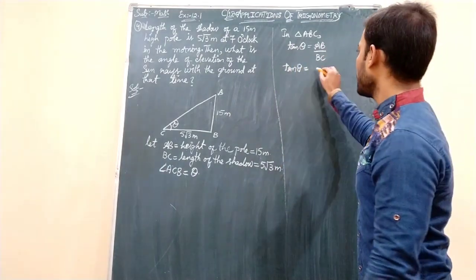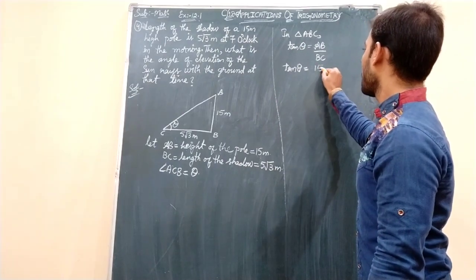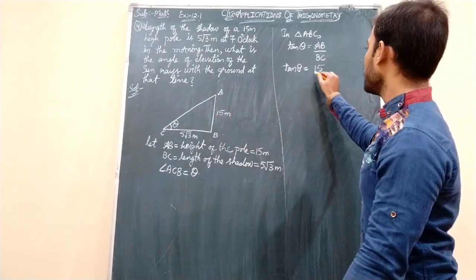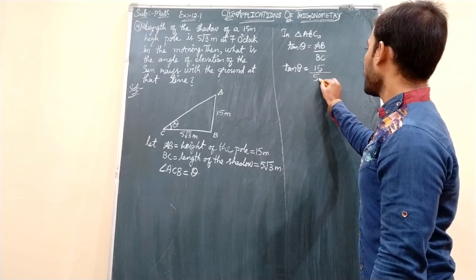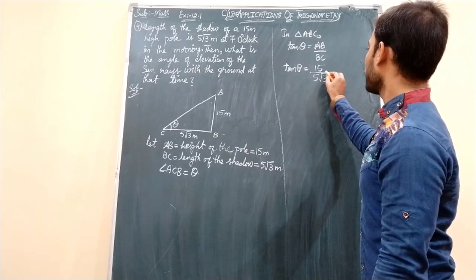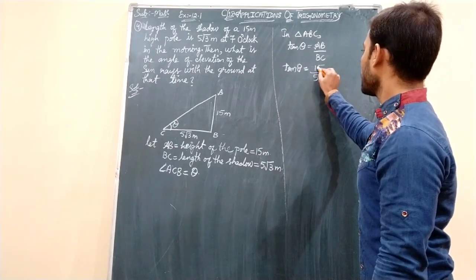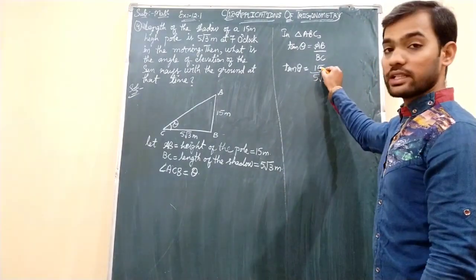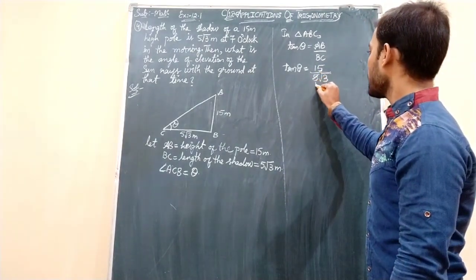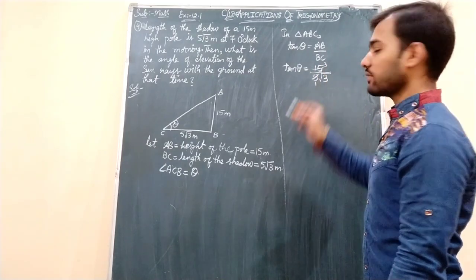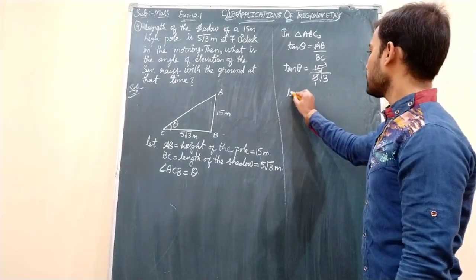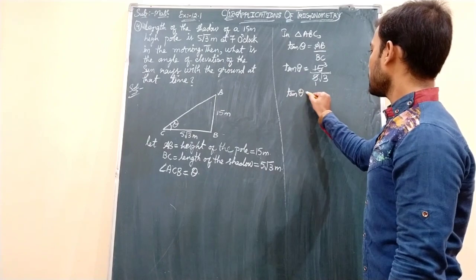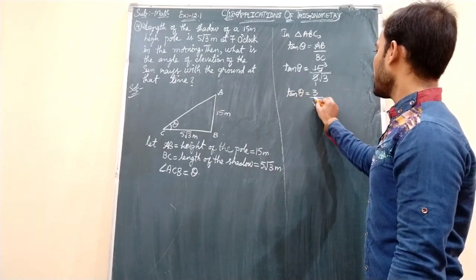AB value is 15 and BC value is divided by 5√3. Okay students, 15 divided by 5√3. We can cancel this 5 and this 15. 5 ones are 5, 5 threes are 15. Okay students, so this is tan theta equals 3 divided by √3.